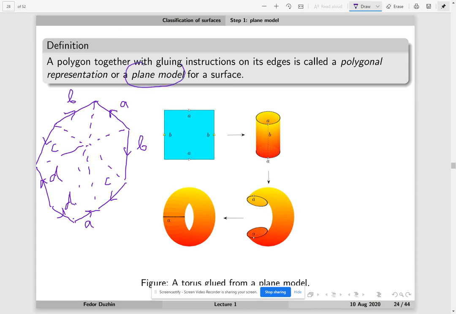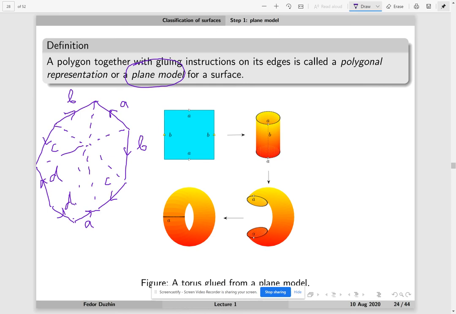Usually we say plane model for a surface, and my point being is that it is possible to recover this surface from this plane model, and in some sense the surface is that plane model. So here on the picture, you see how you can construct a torus from its plane model.